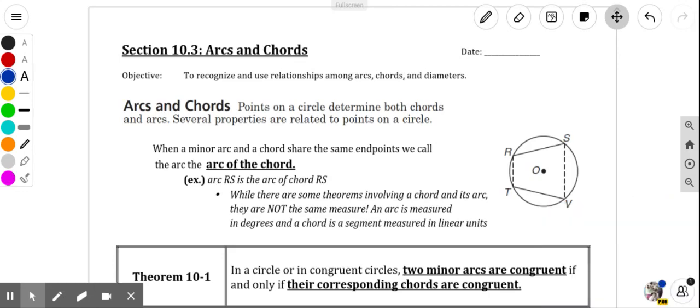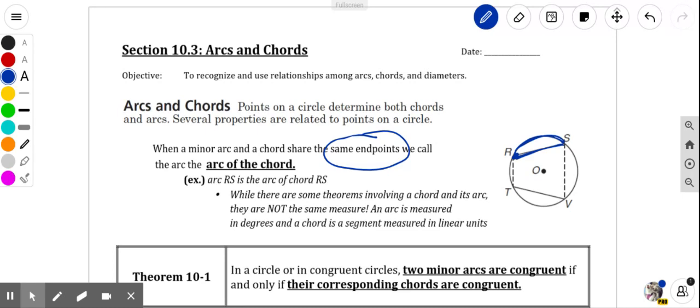Okay, so first it says here, which I already just described, points on a circle determine both chords and arcs. So if you have an arc and a chord that have the same endpoints, we say that arc is the arc of that chord. For example, do we see how arc RS right here and chord RS share these endpoints? So we would say that arc RS is the arc of chord RS.